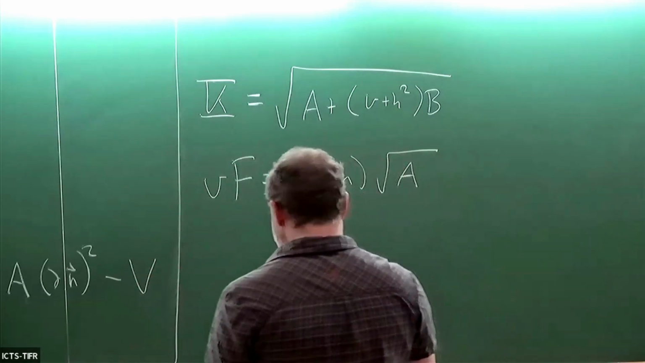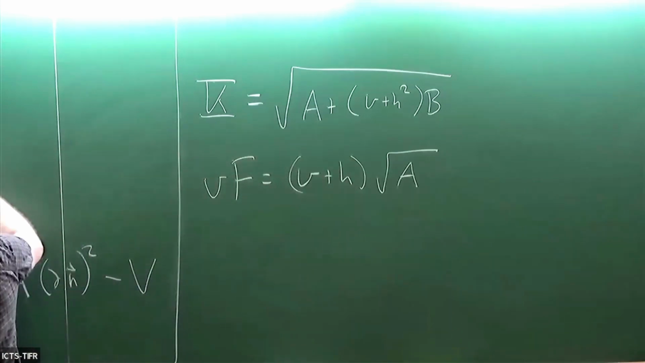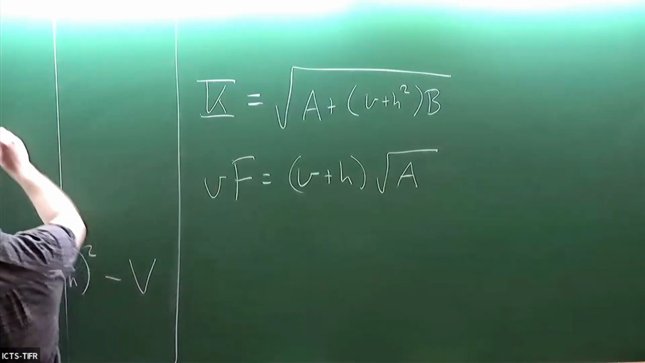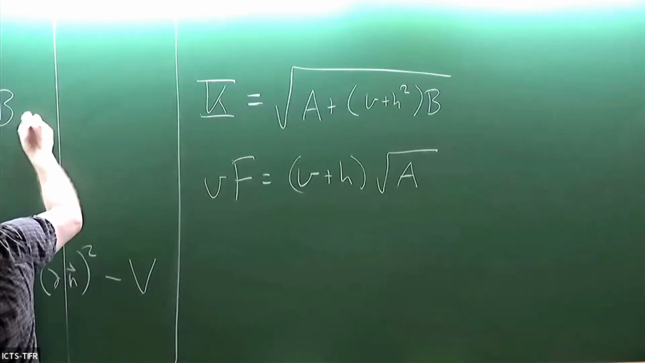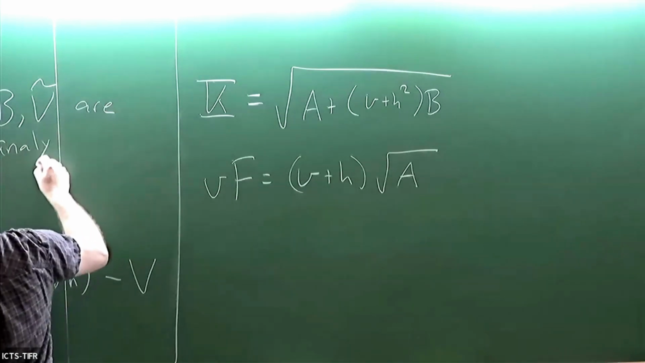So here we are assuming that we have SMEFT, so that tells us that A, B, and V tilde are analytic functions.